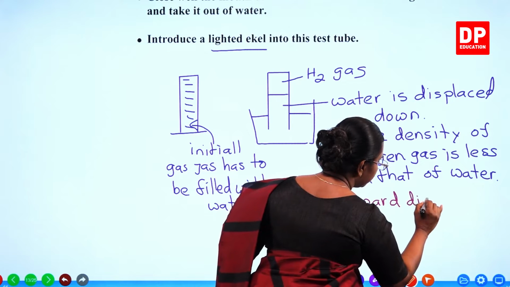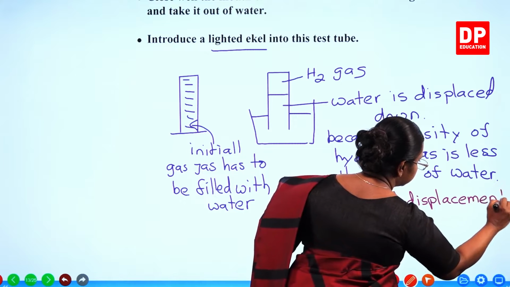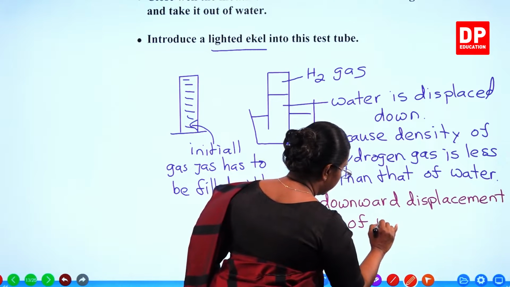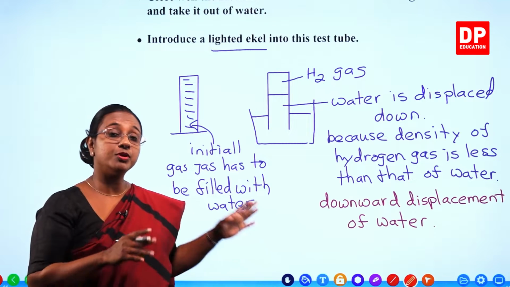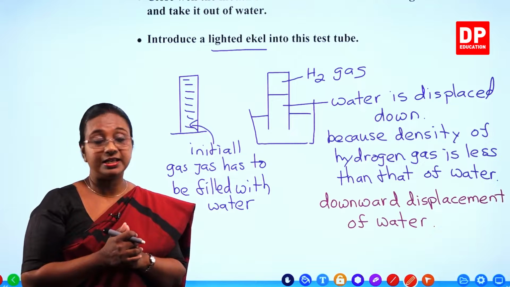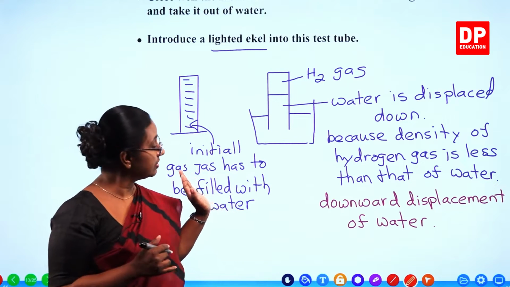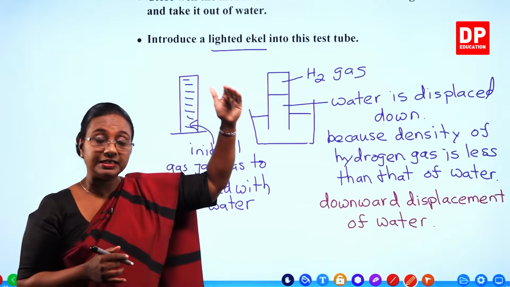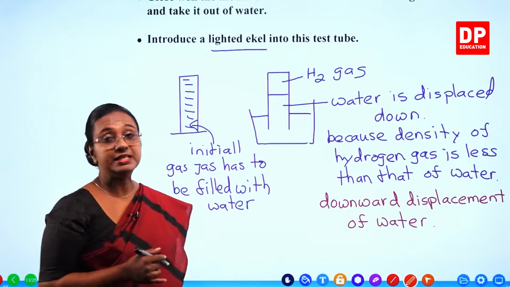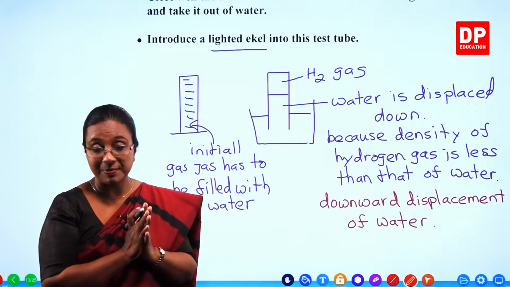Downward displacement of water. So now you know the setup, how you should set up the apparatus to collect hydrogen gas, and you know all the practical considerations. Then you know the method, you know hydrogen gas will be collected at the top and water will be displaced down. Why we use the beehive shelf, all that is familiar to you all.